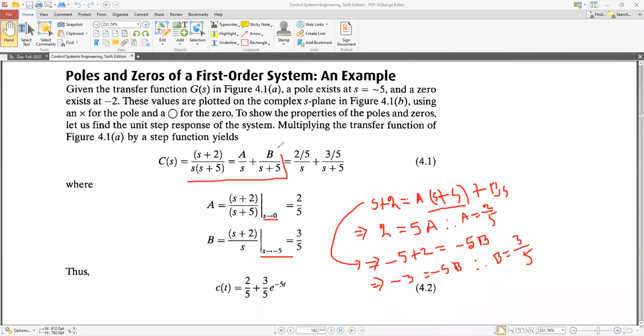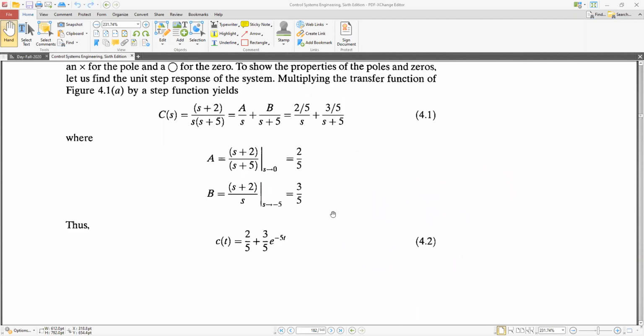So here you have to do one thing: multiply both sides by s into (s plus 5), then you will get this equation. From this equation you can find out the values of A and B. Okay, so this is the Laplace form in the frequency domain. Now if I want to convert it to the time domain, then you have to take the inverse Laplace transform, and you will get 2 by 5 times 1, since 1 by s means 1, and 1 by (s plus 5) means e to the power minus 5t. Why minus 5? Because it is positive. Okay, so these are the poles and zeros. It is an example of C(t).